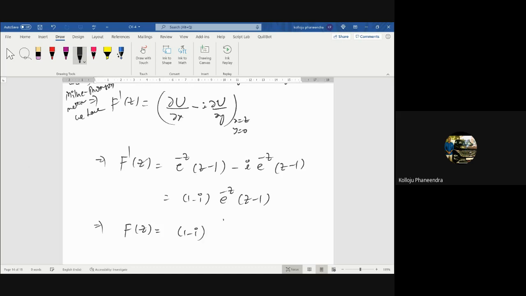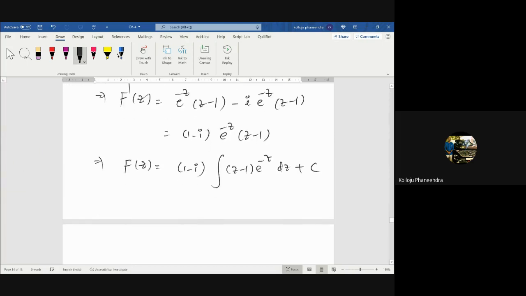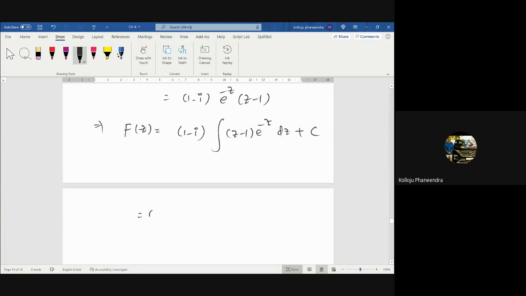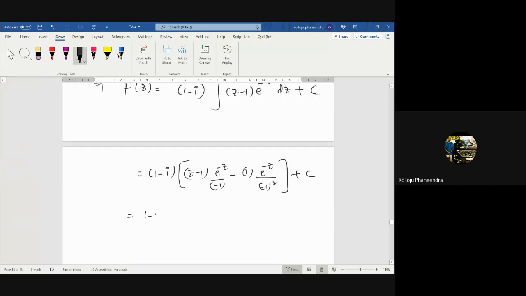1 minus i is a constant. Integral of (z minus 1) e to the power of minus z dz plus constant c. This is equal to 1 minus i. What is this one? z minus 1, derivative part. e to the power of minus z by minus 1, z derivative is 1. Again, one more integration. This is done, this is plus c. Done. This is 1 minus i.